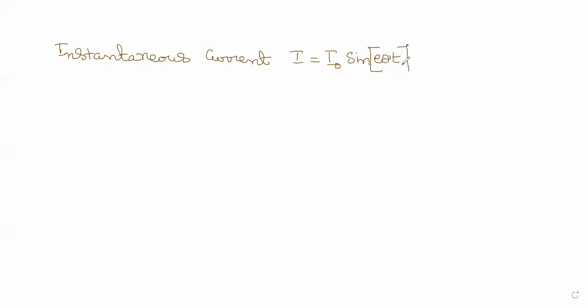So let's see the instantaneous current. Instantaneous current is given by I is equal to I naught sine omega t. This is the only equation we are going to use continuously here.